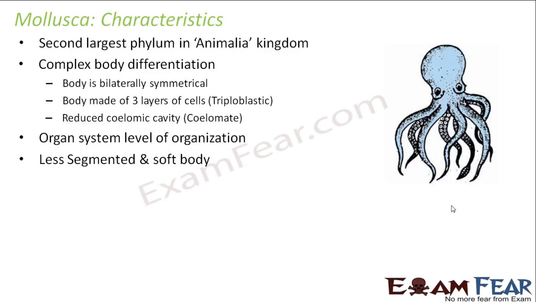Now, the body can be divided distinctly into three parts, that is head, foot and hump. What are those three parts? Head, foot and hump. The foot is muscular and it helps in movement. The head consists of all the sensory organs. And the hump is the portion which connects the head and the foot. We will actually see it in a picture.